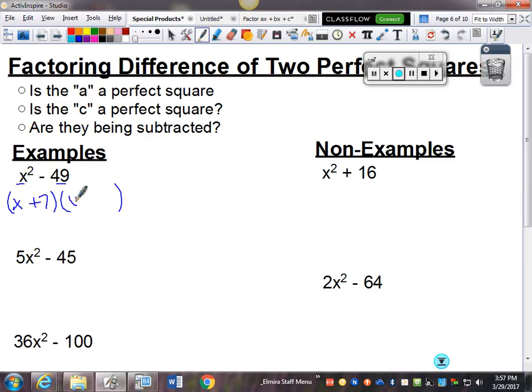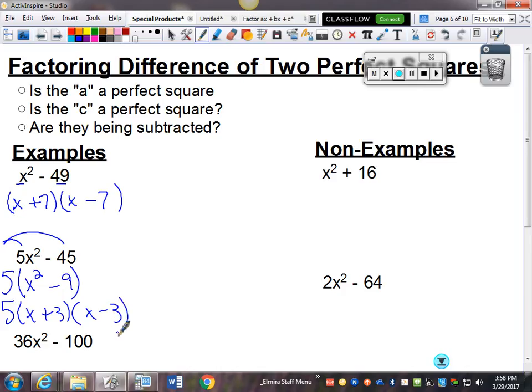X plus 7, x minus 7. Okay, my next example down here, 5x squared minus 45. Neither of those are perfect squares, but I can factor a 5 out and get x squared minus 9. Well, those are perfect squares in the parentheses, so I'll carry my 5 down. X plus 3, x minus 3. So whenever you see an a term subtracting a c term with no b term, look for that possibility. Look for the possibility that it's going to be difference of perfect squares.